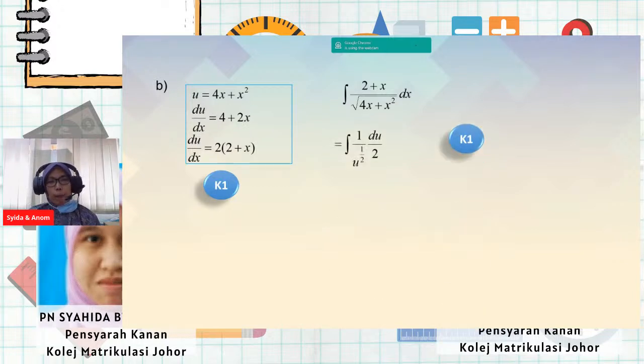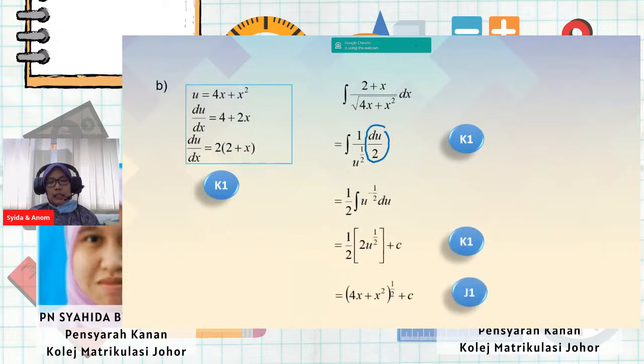Then we can cancel 2 plus x with 2 plus x. So dx equals 1 over 2 du. So integrate u to the power of negative 1 over 2. Then substitute u.